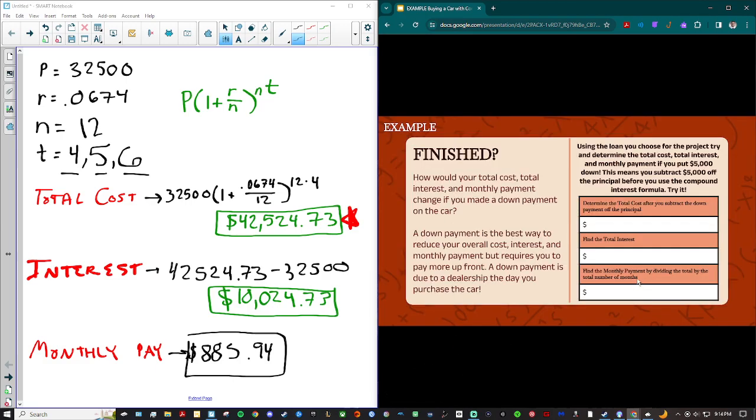Make sure you answer all those, and when you are finished, here's a little bit of extra credit assignment at the end. This extra credit has you pay off some of the car first before taking out the loan. So go ahead and try this out. That is your project. It is due on Friday.